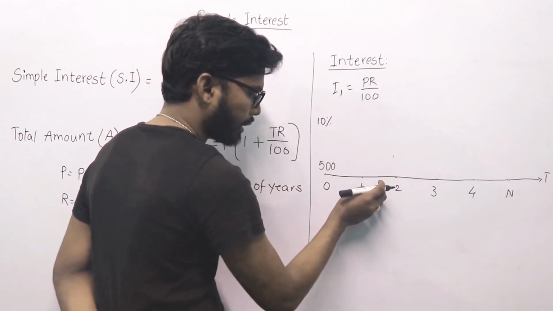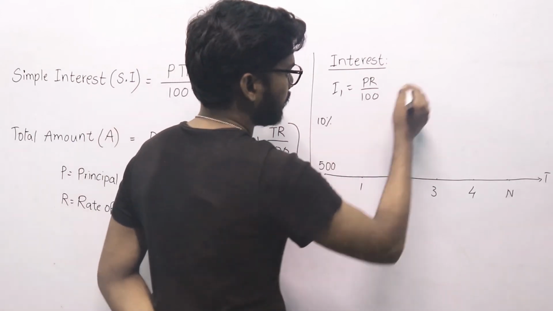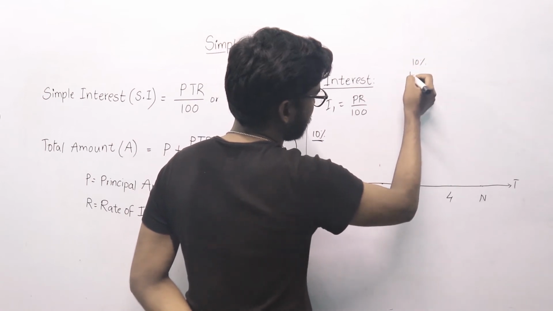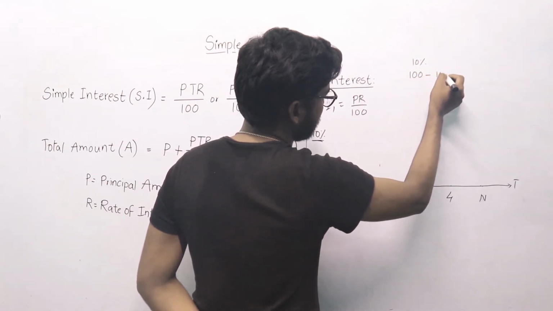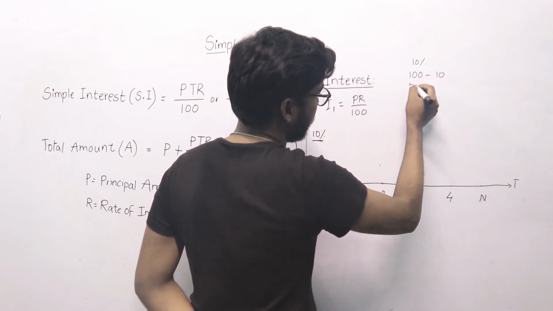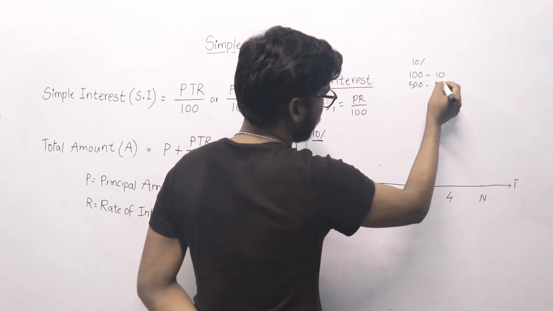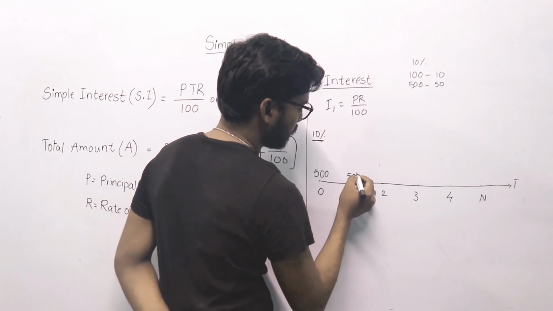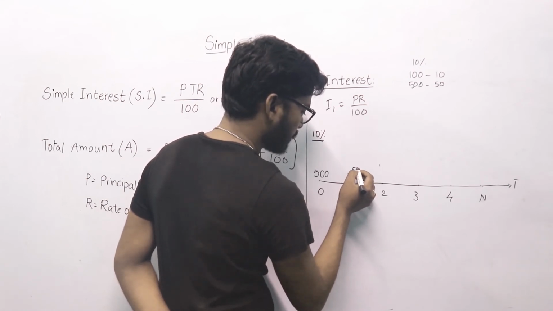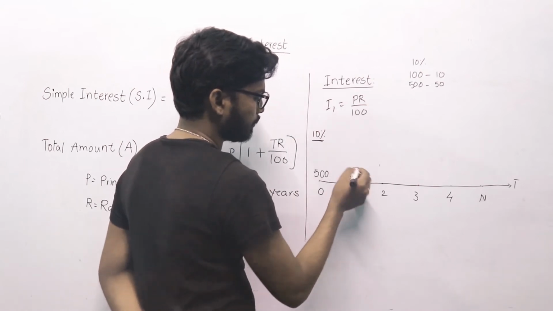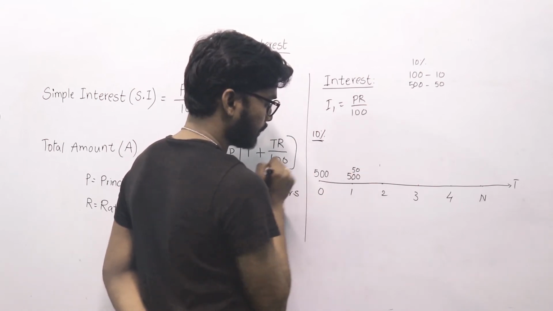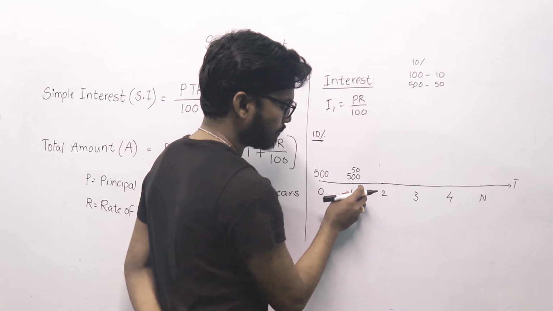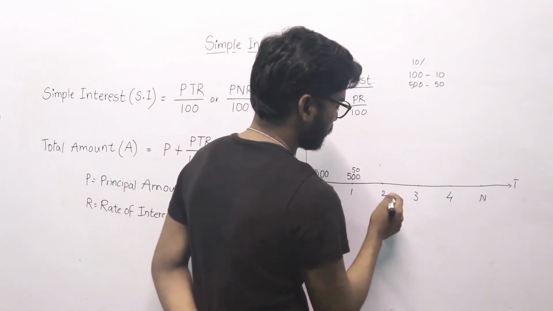So at the end of the second year, how much am I going to pay? The rate of interest is 10%, so that means for 100 rupees, 10 rupees will be charged. Then for 500 rupees, you are going to charge 50 rupees. So at the end of the first year, I have to pay the principal amount plus 50 rupees as interest. So totally 550 has to be paid, right?